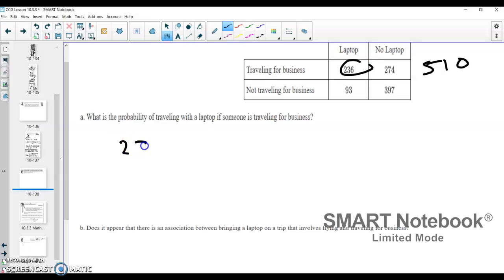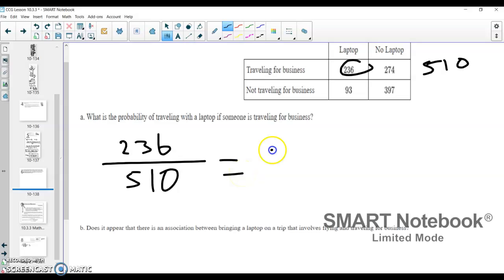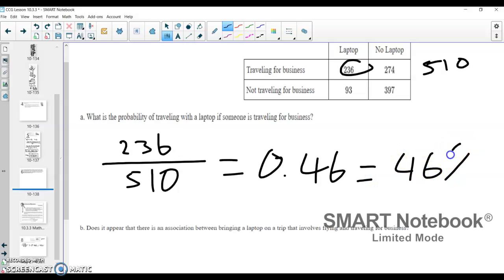And so we have 236 that have a laptop out of the total 510 people. If I do that division here, 236 divided by 510 gives me 0.46 approximately, which is about 46%. So if you know somebody is traveling for business, there's a 46% chance that that person is traveling with a laptop.